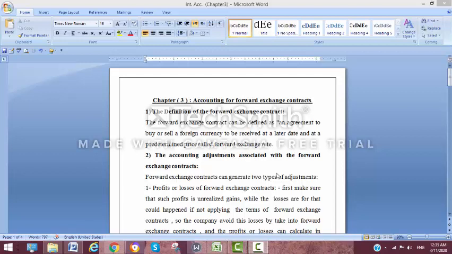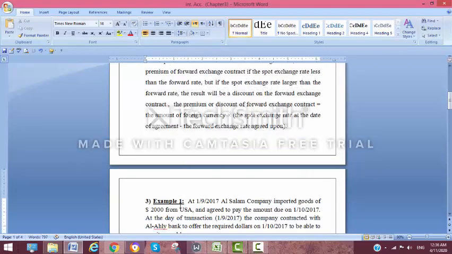The forward exchange rate in English means the price that is agreed upon now to be exchanged between the two currencies on a specific date in the future. It is the price of an agreed contract between the foreign currency seller and the buyer of this currency to exchange at a later date. Okay. Today I will talk about this problem by accounting for forward exchange rate contracts.